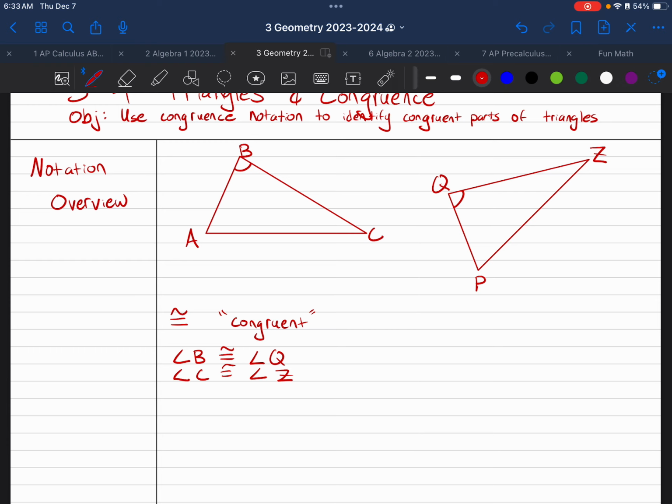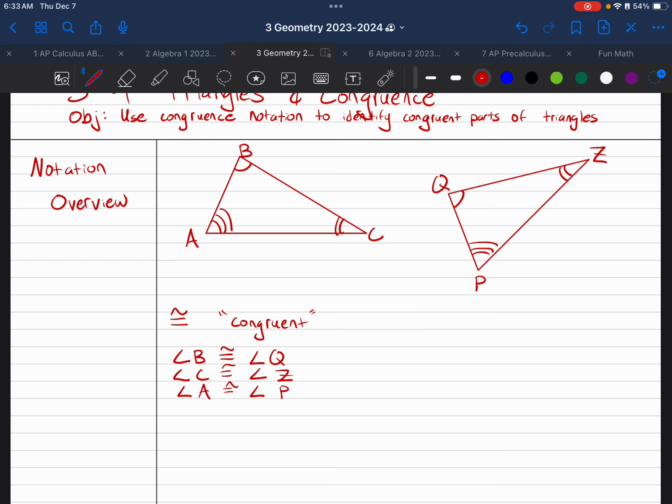And then we can write that on our diagram. So you can do two arcs here and two arcs here. And finally, the remaining angle is angle A is congruent to angle P. So just practice writing those congruency statements, and then I'll do like three arcs. 1, 2, 3.